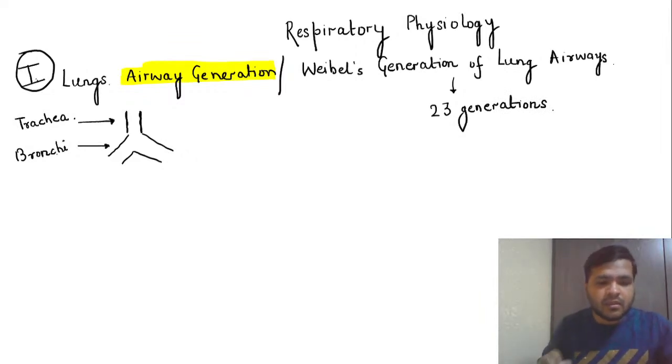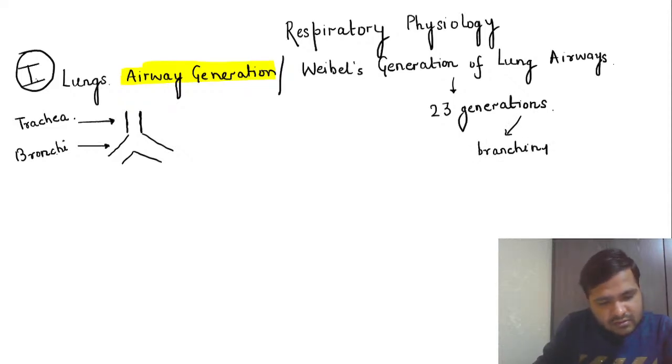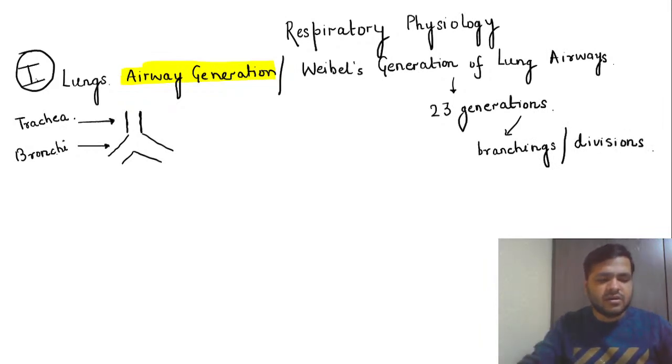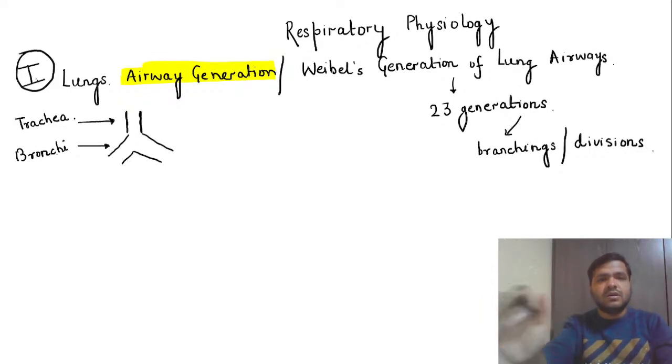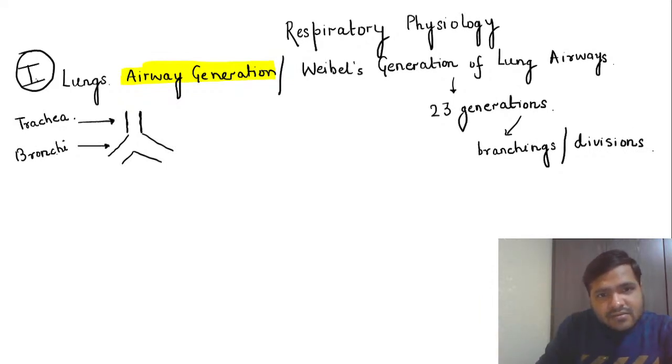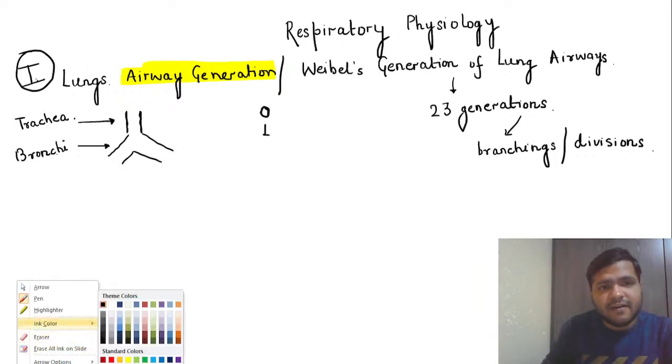Now, these 23 generations are basically called branchings or divisions. Starting from zero level, what is there? At zero level, we have the trachea. Moving ahead, at level one, we have the bronchi.